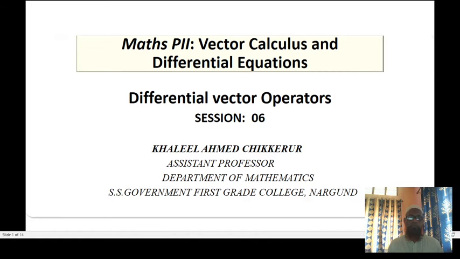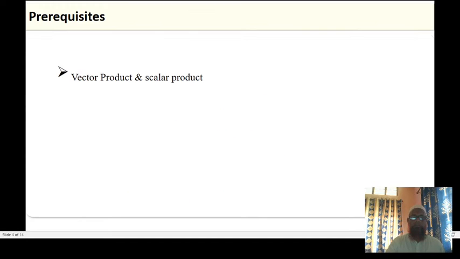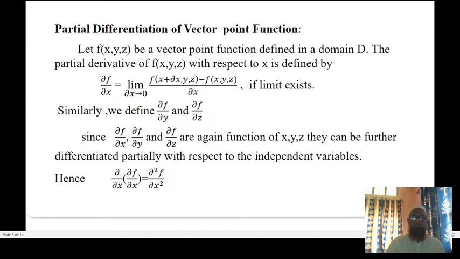Mathematics Paper 2, Vector Calculus and Differential Equation. So, differential operator. In this session, we discuss in detail about partial differentiation of vector point function.